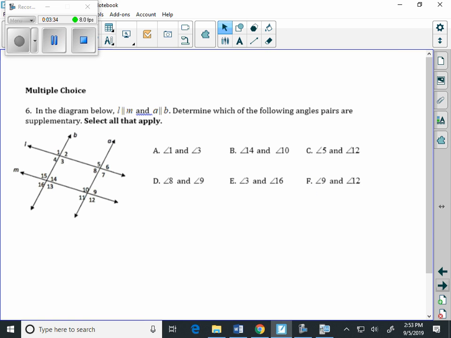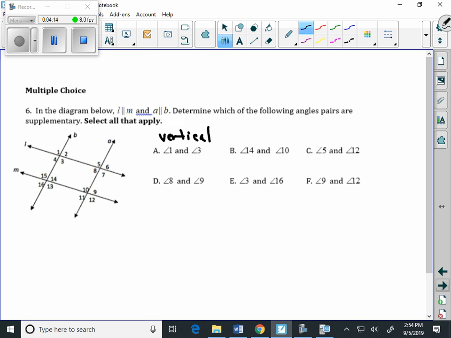Now we're into the multiple choice section. In the diagram below, line L is parallel to line M. Line A is parallel to line B. Determine which of the following angle pairs are supplementary, and we need to select all that apply. The advantage that I have is that I can erase. As we look at angle 1 and angle 3, they're vertical angles, and vertical angles are not supplementary.